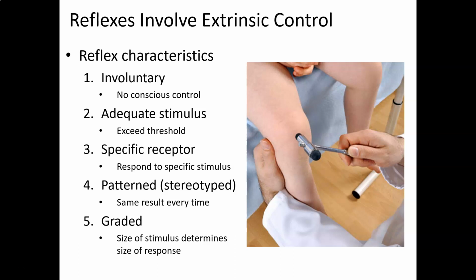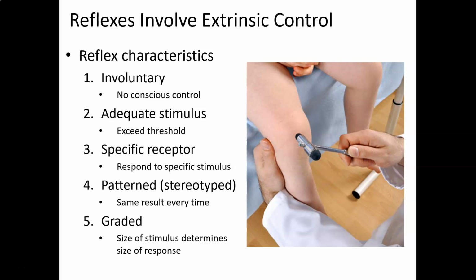That's what pattern means. And then the last one is graded. We've seen graded a couple times. Graded means the size of the stimulus determines the size of the response. So if you tap lightly, you'll get a small response because of the small stimulus. And in the case of the knee jerk, if you hit it a lot harder, you'll get a larger response because of a larger reflex.